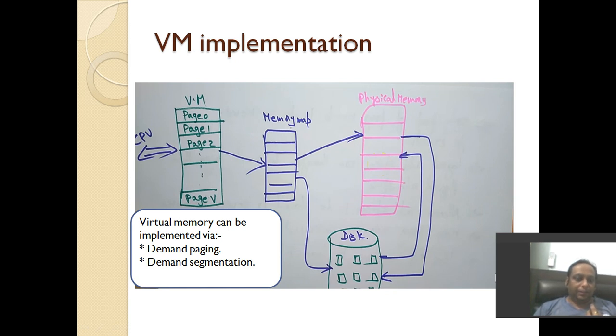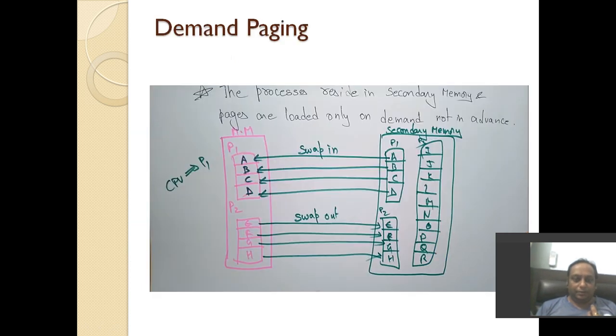So virtual memory can be implemented by demand paging or demand segmentation. What they are will be discussed next. Demand paging: the process resides in secondary memory and pages are loaded only on demand, not in advance. If a particular page is available in memory, it will be assigned to the process P1. But if P1 requires some pages that are not available in the main memory, then on demand they will be loaded into the main memory.